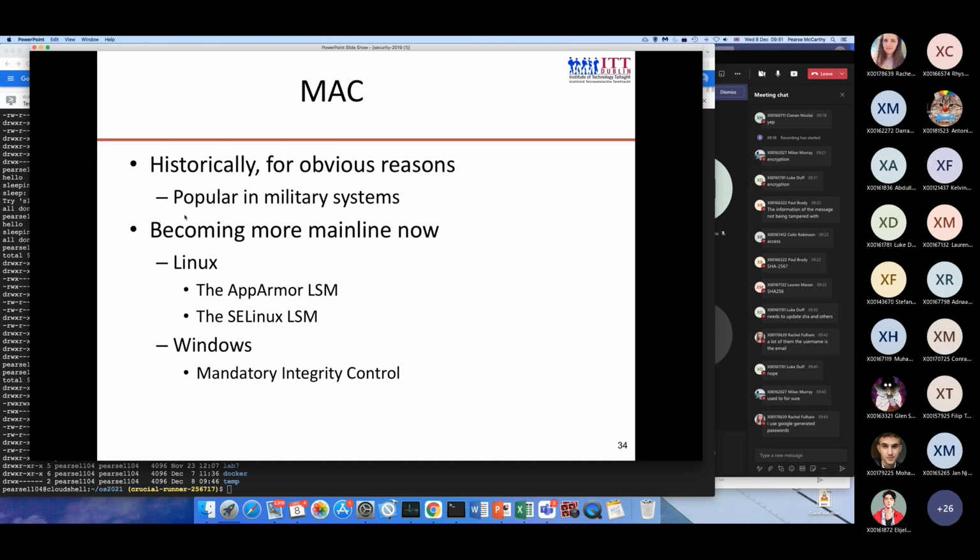Historically, for obvious reasons, popular in military systems, okay, because Big Brother. And the guess thing is, MAC on Linux started out from the military. We'll talk about that in a few minutes. Far more mainline now. There are two what are called LSMs. They are Linux security modules that perform MAC, right? You can get two of them. You can probably get more at this stage, but these are the two big boys: AppArmor and SELinux. You can also get it on Windows, mandatory integrity control, but I hate Windows, so I don't teach Windows, right? So these are the two biggies for Linux security modules that implement MAC. So we'll have a little chat about those.